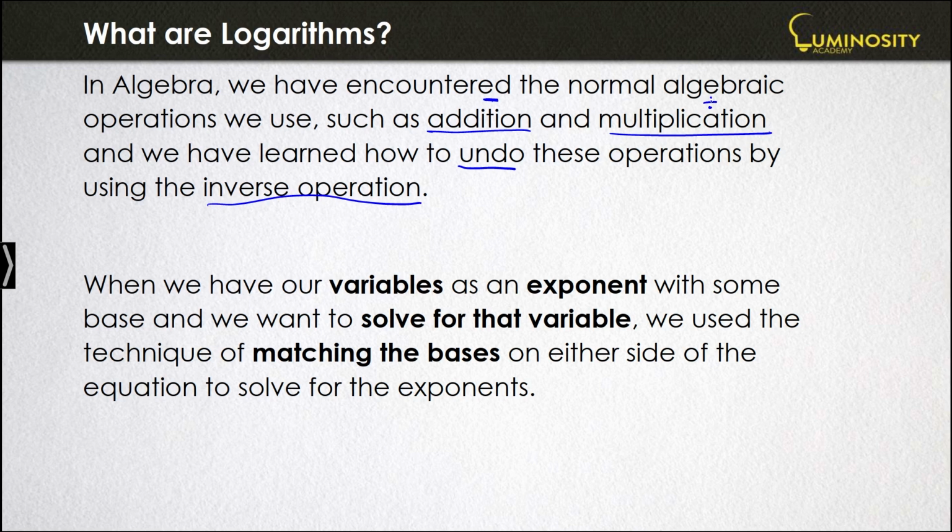Well, when we have variables as an exponent with some base and we want to solve for that variable, we use the technique of matching the bases on either side of the equation to solve for the exponents. So for example, when you were asked to solve 2 to the power x equals 32, traditionally we would rewrite 32 as a base with 2. So there'll be 2 to the x equals, or 32 is 2 to the power 5. So because the bases were equal, we could therefore equate the exponents. And that was the way we've learned how to solve exponential equations up to this point.